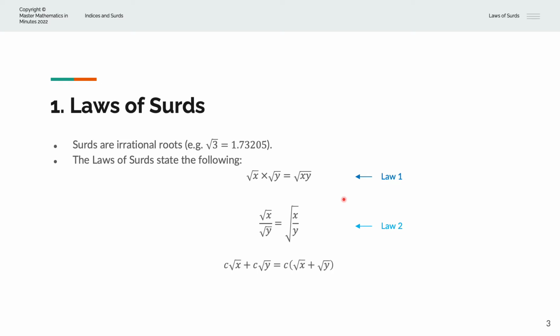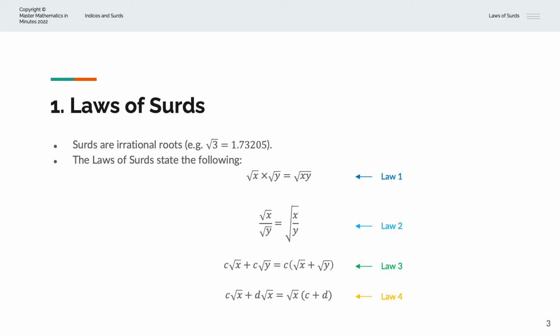And the third law states that if you have a constant c multiplied by the square root of x plus a constant c multiplied by the square root of y, you're able to factorize c outside of brackets. And what remains within brackets is the square root of x plus the square root of y. And that's the third law. And the fourth law states that c, which is a constant, times the square root of x plus d, which is a constant, times the square root of x, is equal to, we're able to factorize the square root of x outside of the brackets, and what's left inside the brackets is c plus d. And that is law number 4.